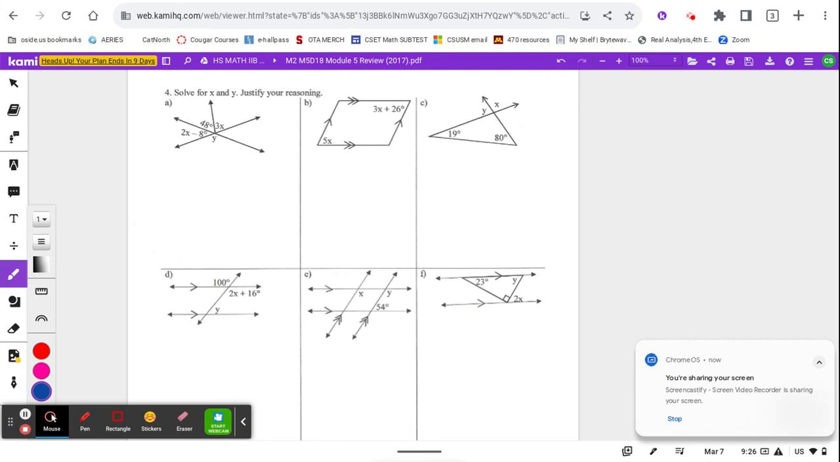All right, on each of these, there's possibly going to be one or two letters, so you may need one or two justifications, so just be ready. So solve for x and y if there's both in each problem.